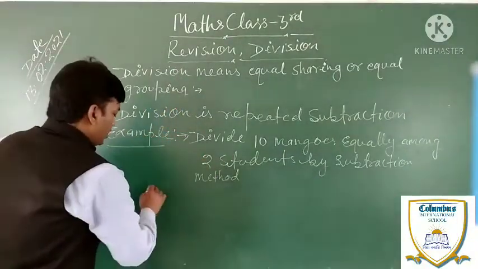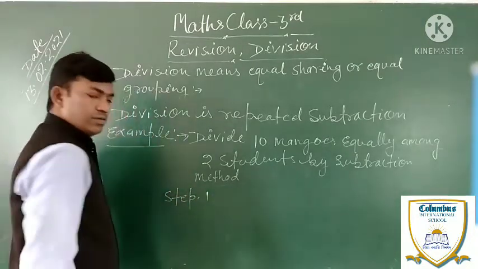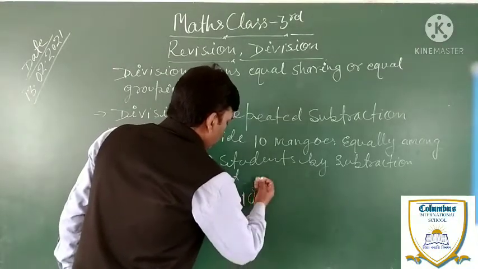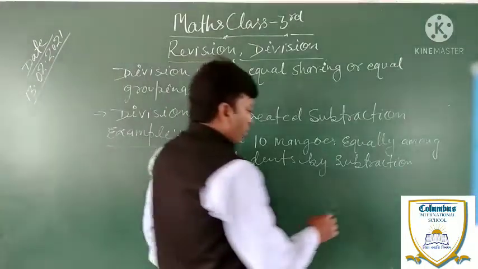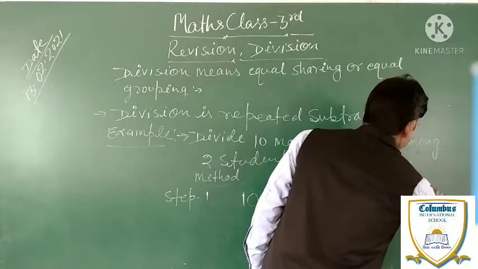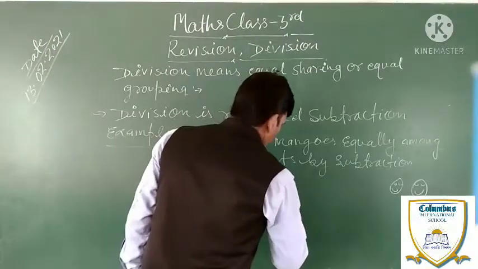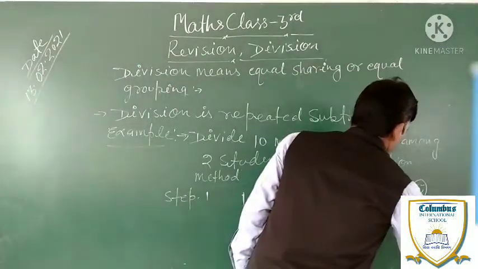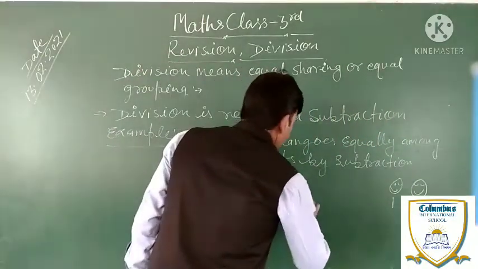First, we will write the steps. Step 1. I have 10 mangoes. How many students? 2 students. See here, they are the students, 2 students. I have 10 mangoes. I have given 1 mango to each. Okay. Then how many mangoes do I have remaining? 8 mangoes.